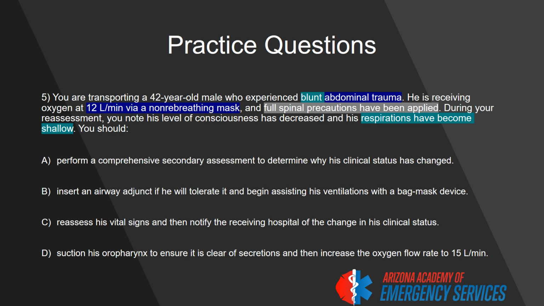We know that he's already receiving high flow oxygen, but now we see that his level of consciousness has decreased and his respirations have become shallow. So putting all that information together, we should come to the right conclusion that the answer option is in fact B. Insert an airway adjunct if he will tolerate it and begin assisting his ventilations with the BVM.